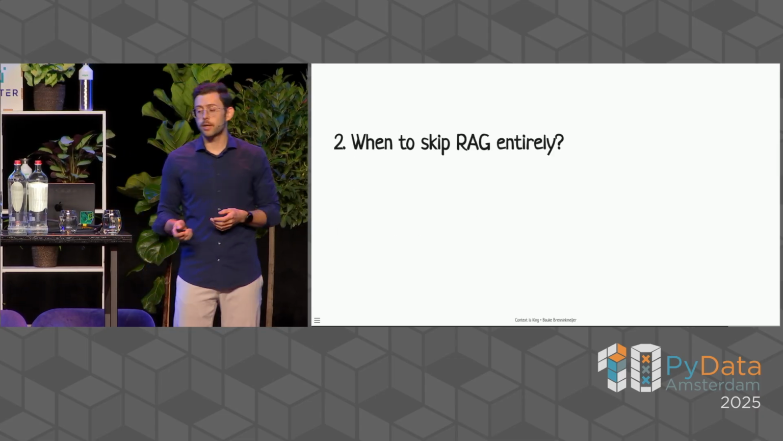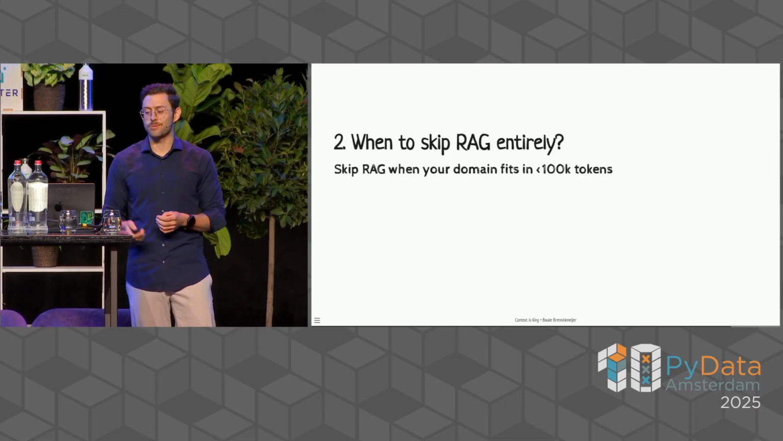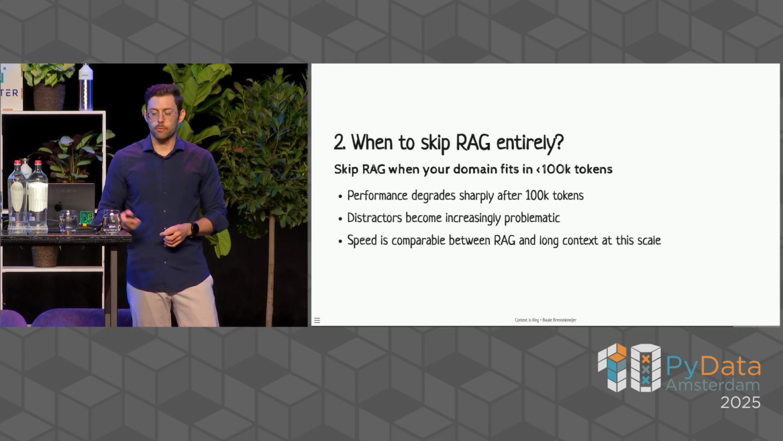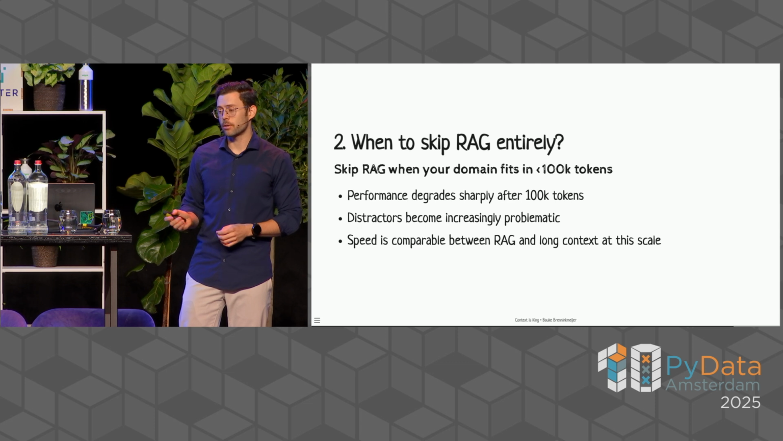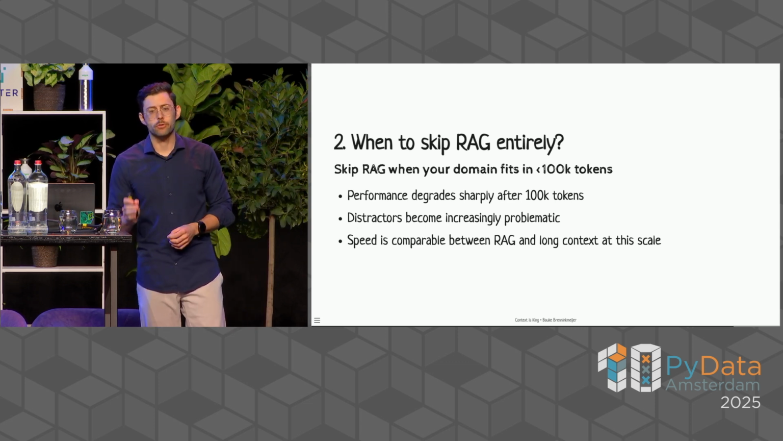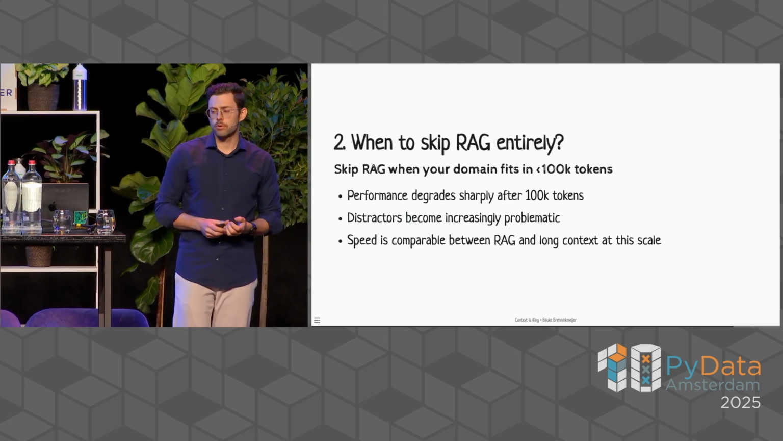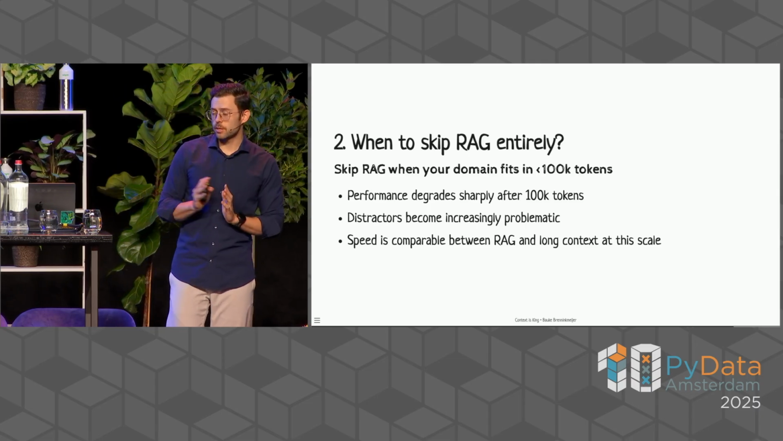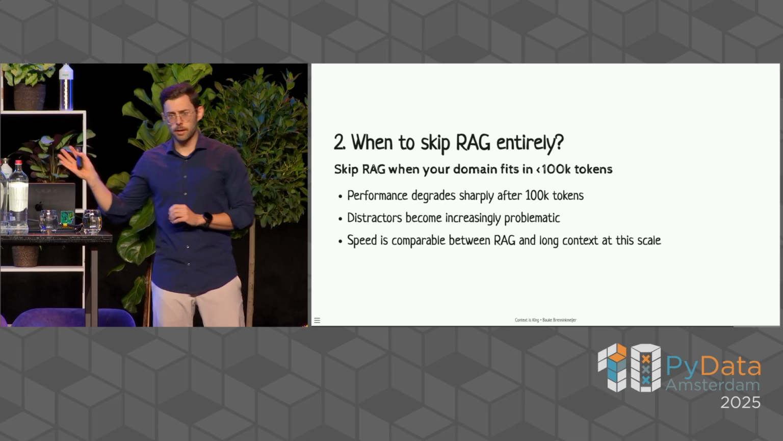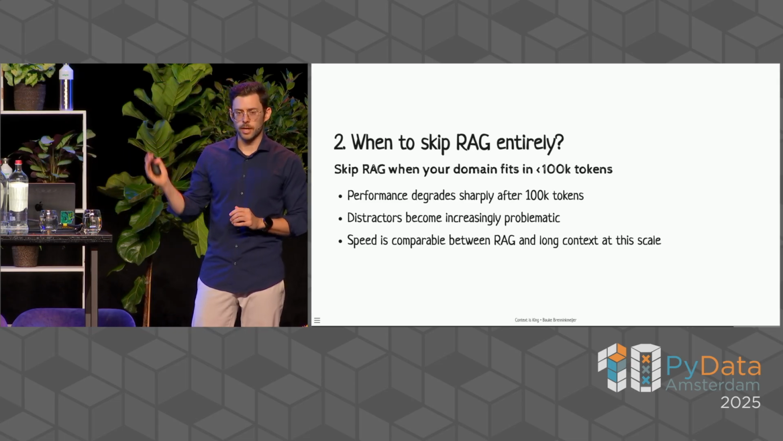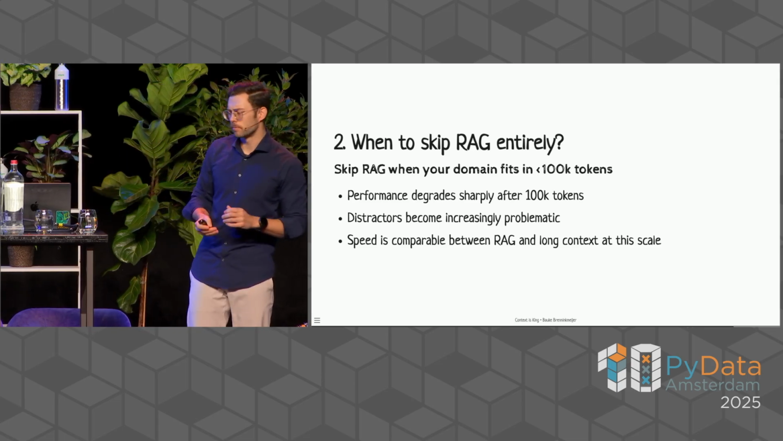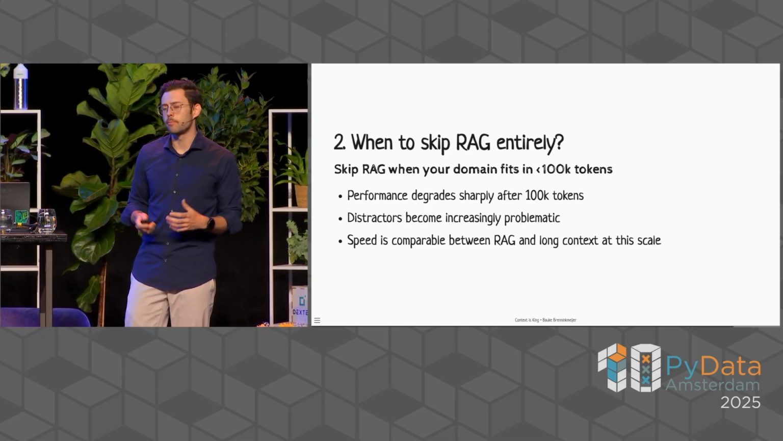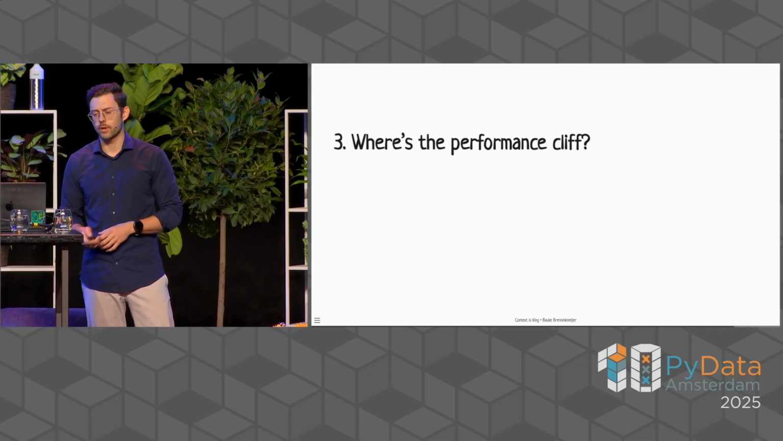When to skip RAG entirely, it's a little bit the same answer. If your domain fits in 100K, you should skip it. It doesn't make sense. Performance does degrade sharply after 100,000 tokens, and distractors become increasingly problematic. The speed between RAG and long context is comparable at this scale of data, but obviously if you ingest more data in long context, it will take longer than a RAG pipeline might. A RAG system is in general, I would say, more scalable than long context.